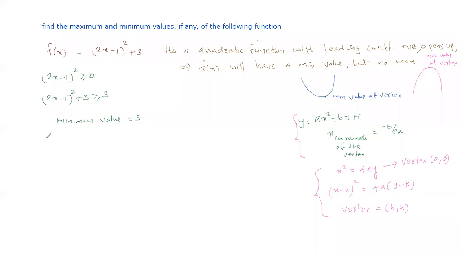And when the minimum value is 3, what should 2x − 1 be? It should be 0. If 2x − 1 is 0, then 0 square is 0, 0 plus 3, we get the minimum value 3. That means 2x is equal to 1. That means x is equal to 1 by 2. And there is no maximum value.